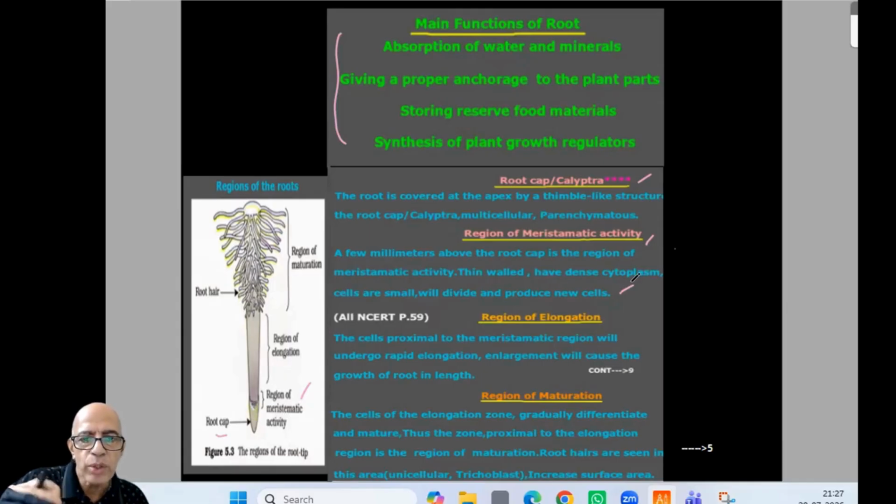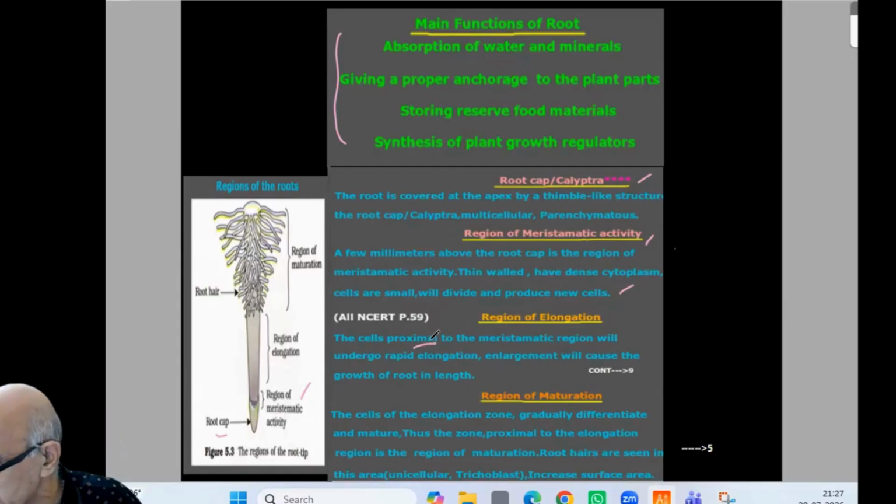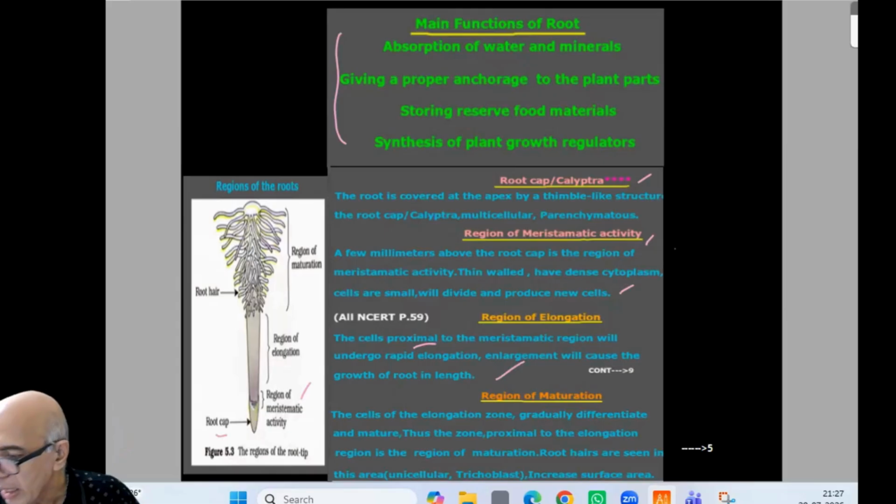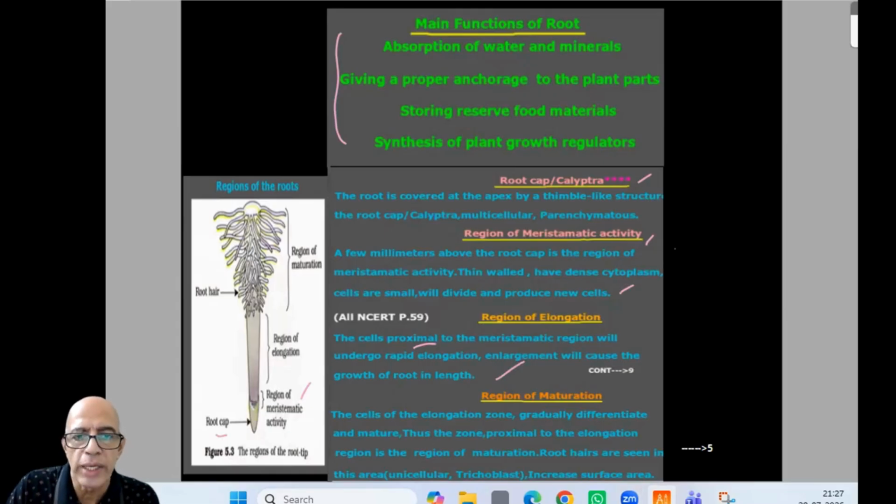Cells proximal, near to the meristematic region, undergo rapid elongation. This enlargement causes the growth of the root in length. And the last is the region of maturation. Cells of the elongation zone gradually differentiate and mature. The zone proximal to the elongation region is the region of maturation, and root hairs are seen in this area.